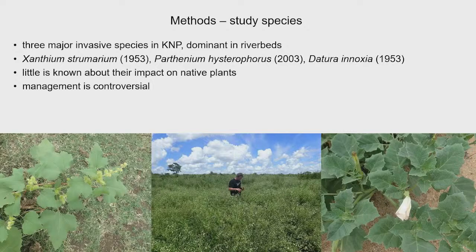We studied 3 invasive plants in this project, and all of them are from America. All of them are annuals. Xanthium strumarium was first recorded approximately 70 years ago, Parthenium hysterophorus 20, and Datura inoxia approximately 70 years ago. What's important is that the impact of all of these invaders on the ecosystem has not really been studied, and that's why their management is controversial. It's not clear whether they should be managed or not.